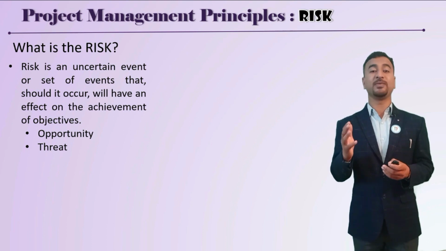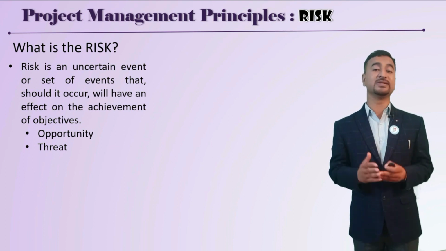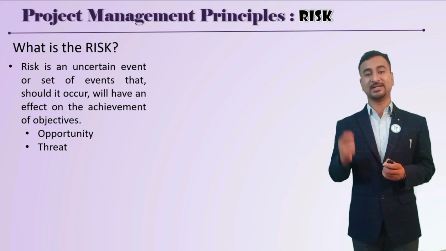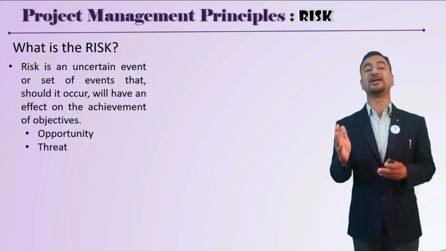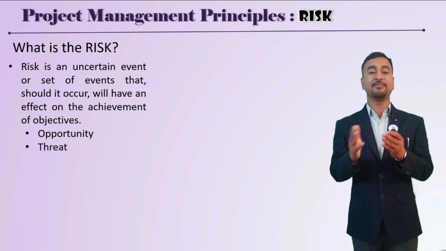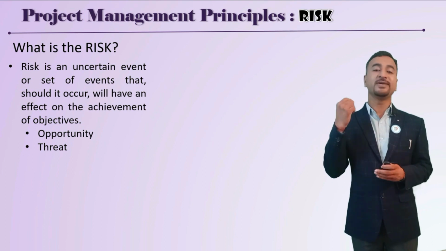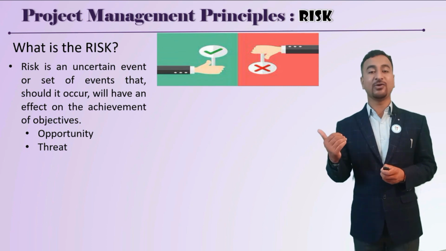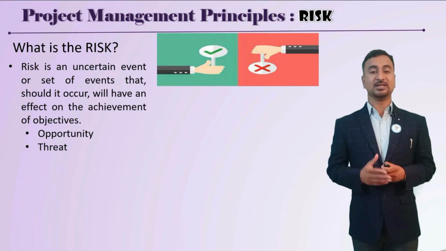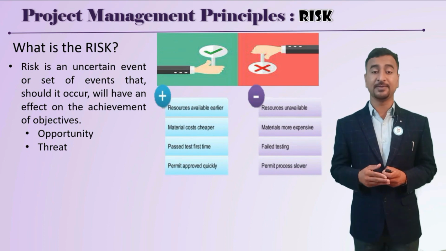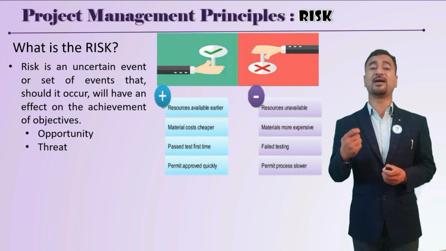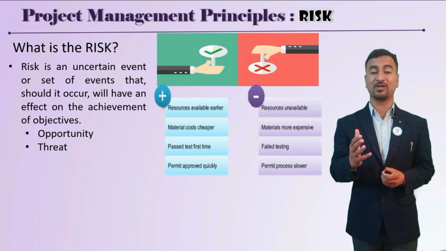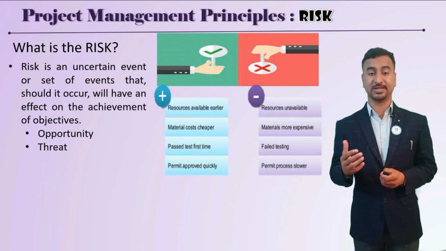Some people get confused, they consider risk always as a negative thing, but it is not like that. Fundamentally, as per the definition, risk is related to uncertainty. So uncertainty may be positive or negative. If it's positive, what do we call it? It's an opportunity. If it's negative, what do we call it? It's a threat. As an example mentioned here, if the resources are available earlier, that is a positive thing for your project. Though it's uncertainty, it's positive, that's why it's called an opportunity.